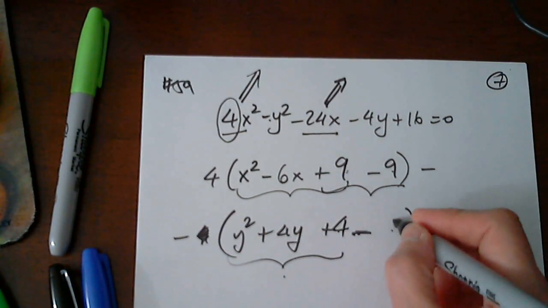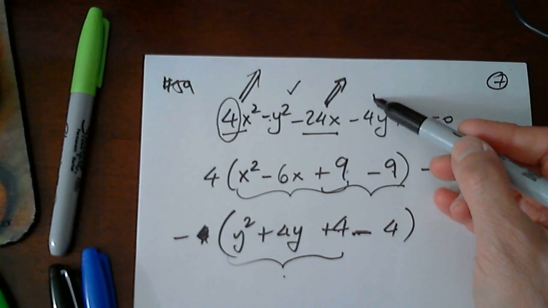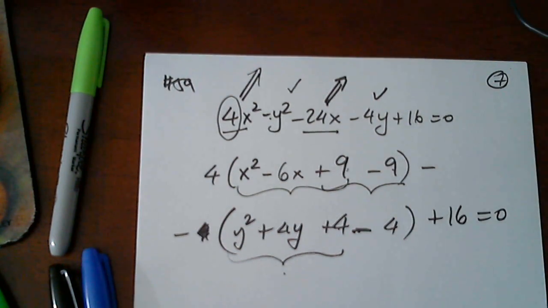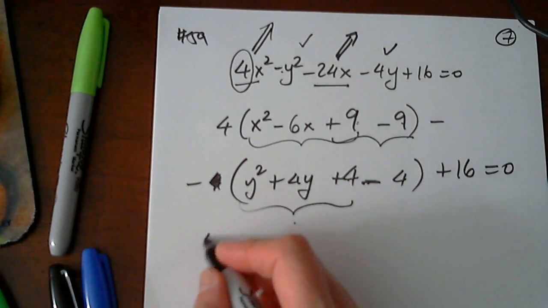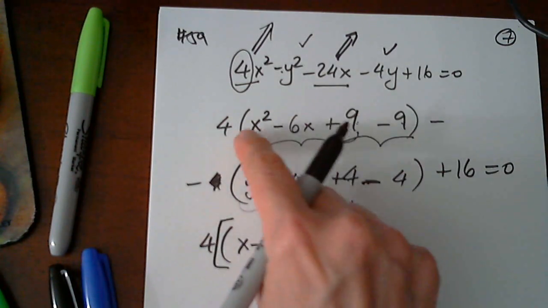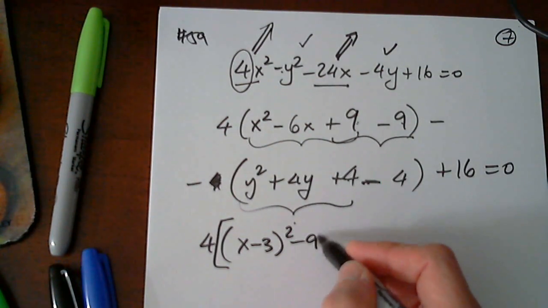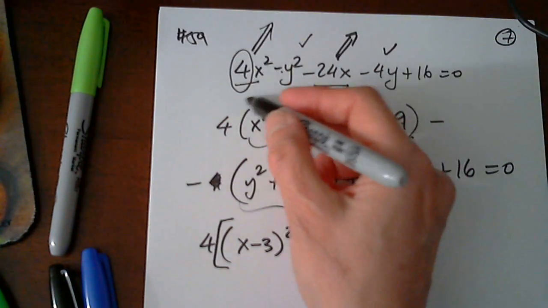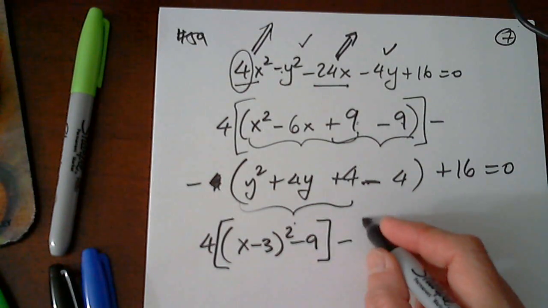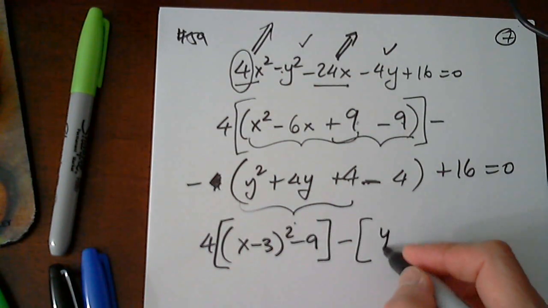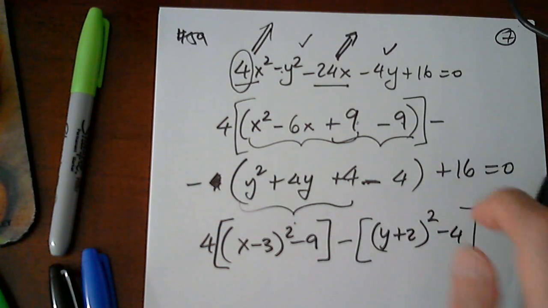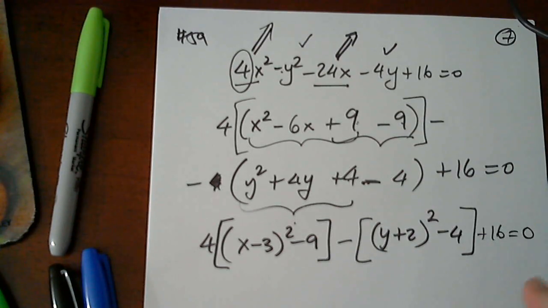4. Exactly, 4. Perfect. So this is accounted for, the x's are accounted for, plus 16 equals 0. Now, we complete the square, and I know you're going to say x minus 3, everything squared. Don't forget, 4 is outside, minus 9. -1 is outside. So we have the y plus 2 squared minus 4. And then plus 16 equals 0.